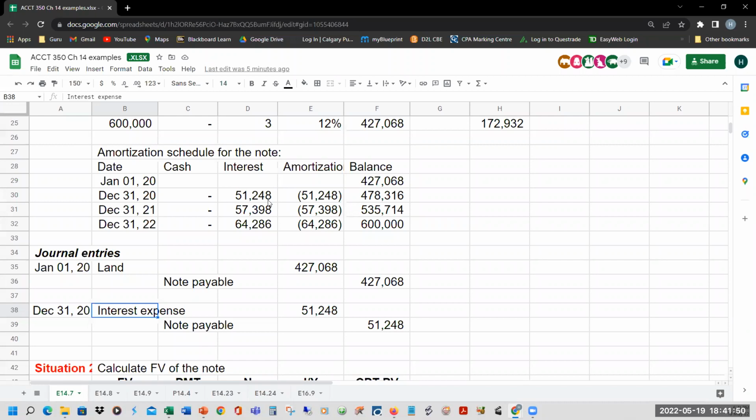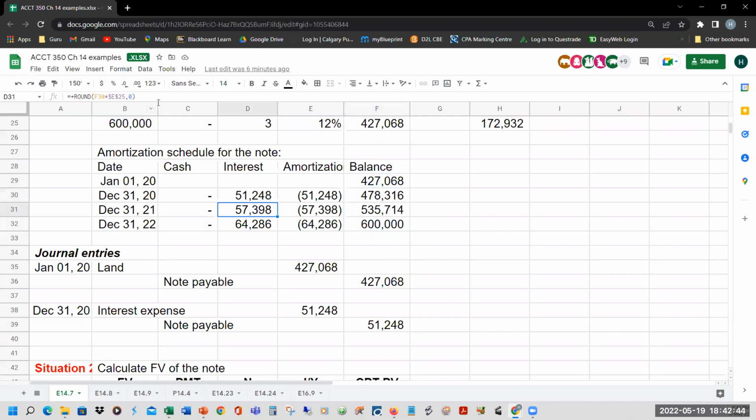Now, if you had paid the interest, you would have credited cash. But we are not paying anything, so instead of crediting cash, you credit the note payable itself. You're adding the interest amount to the note's carrying value. So now I owe not only the original $427,068, but an additional $51,248. The amount I owe the other party has gone up to $478,316. So next year in 2021, you'll owe 12% not on the original 427,068, but on 478,316.